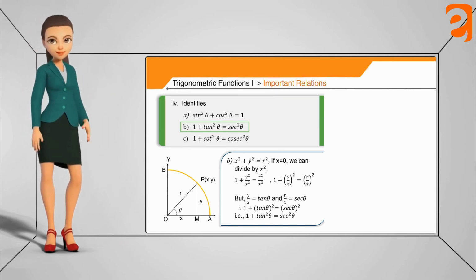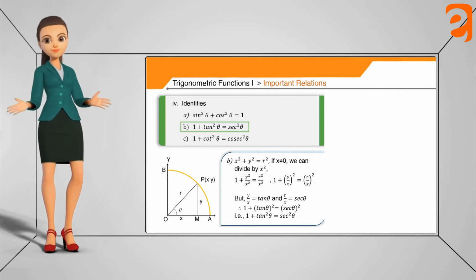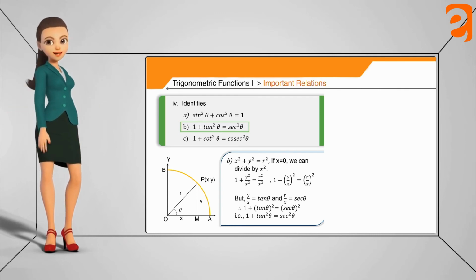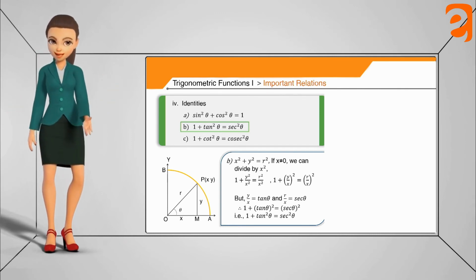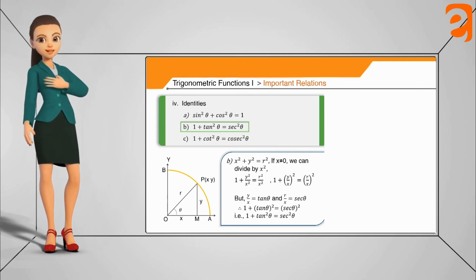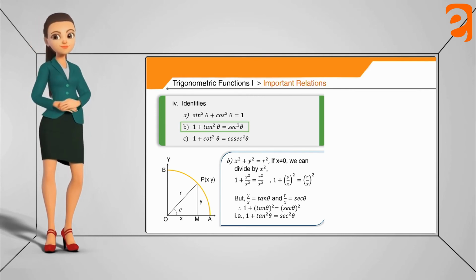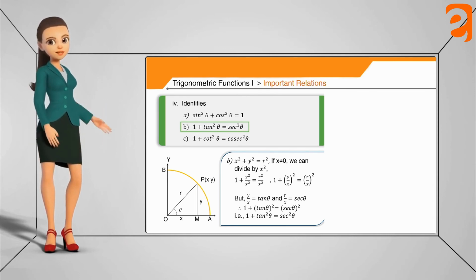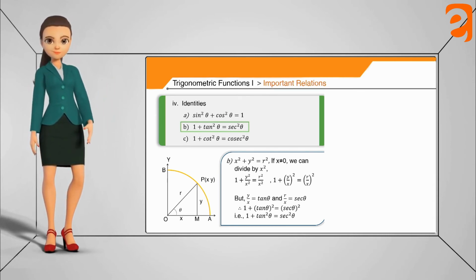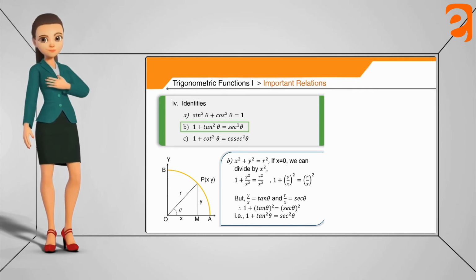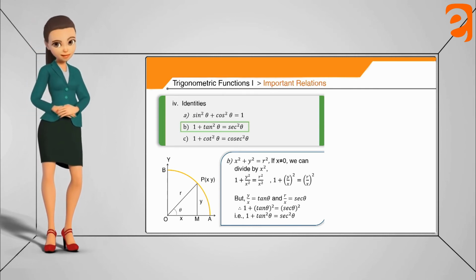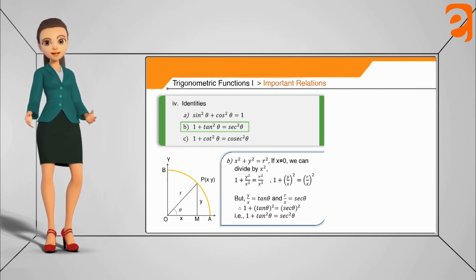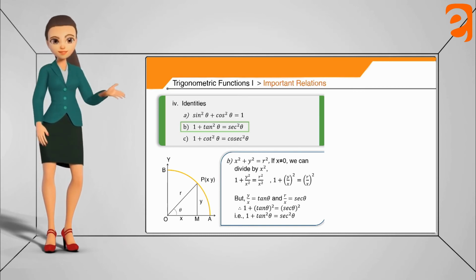Now we can make a little bit of simplification. We can write this exact expression in the form 1 plus (y by x) whole square. This is equal to (r by x) whole square. But again what is y by x? Y by x is nothing but your tan theta and r by x is nothing but your secant theta. So substitute the values there and we got the result that 1 plus tan square theta is equal to secant square theta.